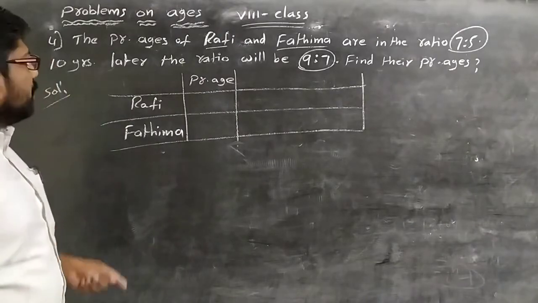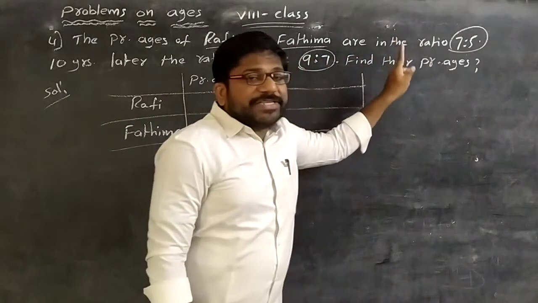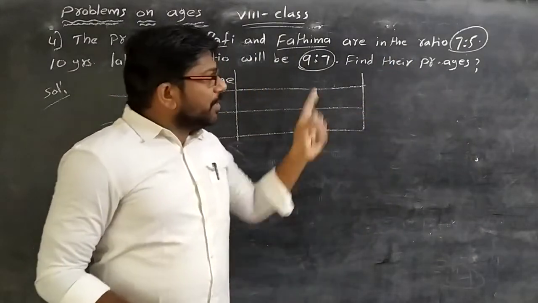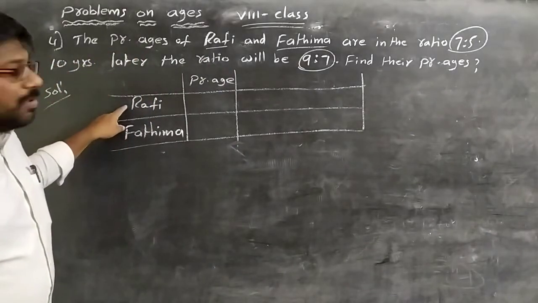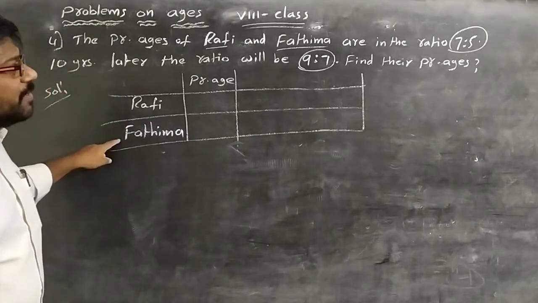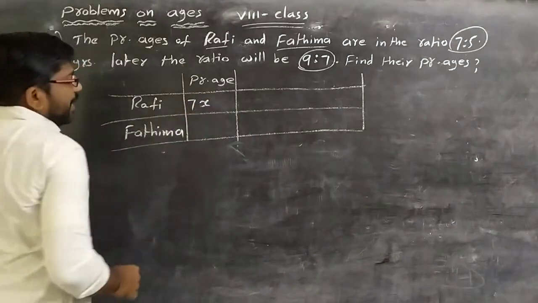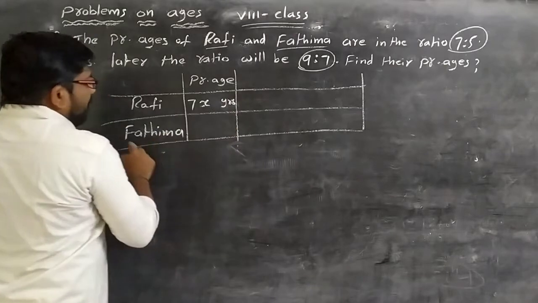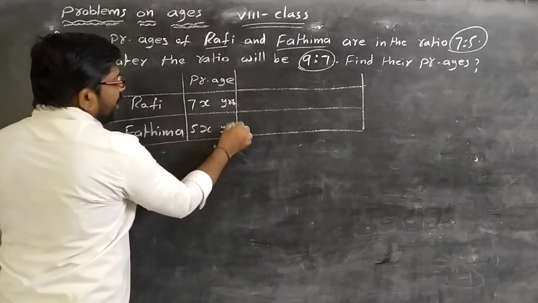So observe carefully. In this problem, they gave the ratio of present ages, 7:5, but we don't know their present ages. They gave the ratio 7:5. 7 is Rafi's part and 5 is Fatima's part. So let the present age of Rafi be 7x, and Fatima's present age be 5x years.